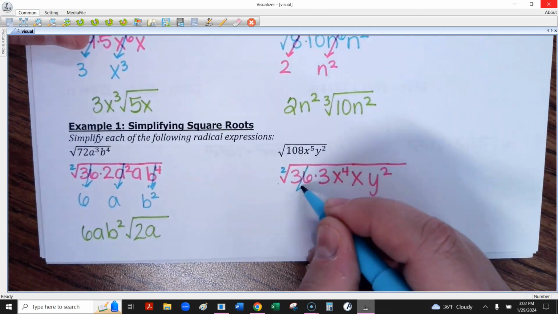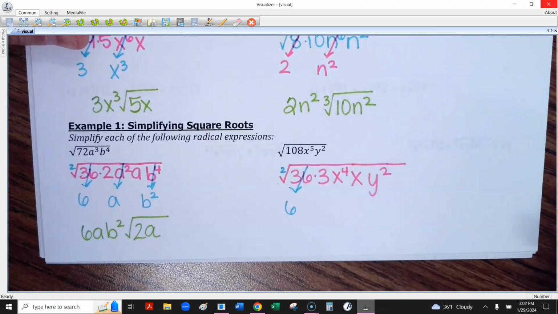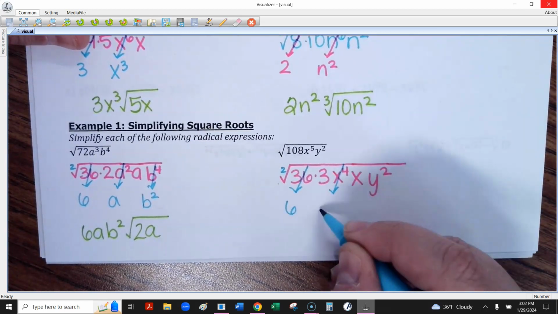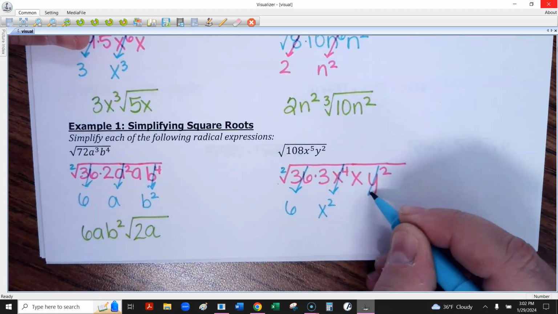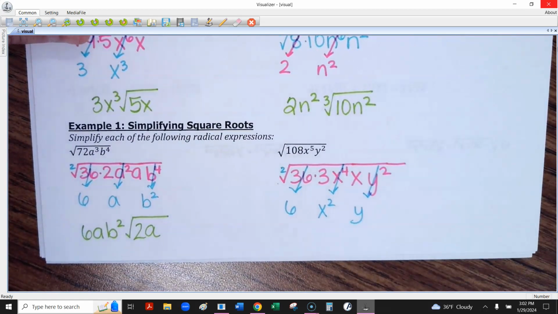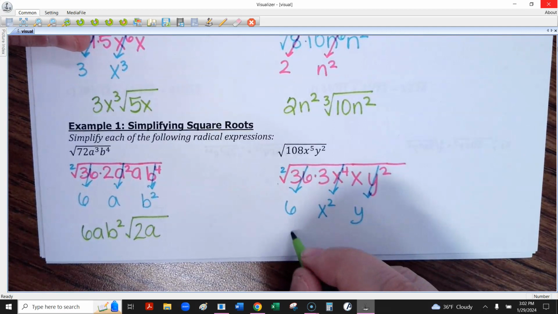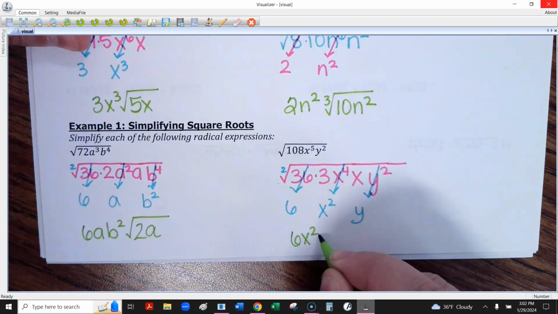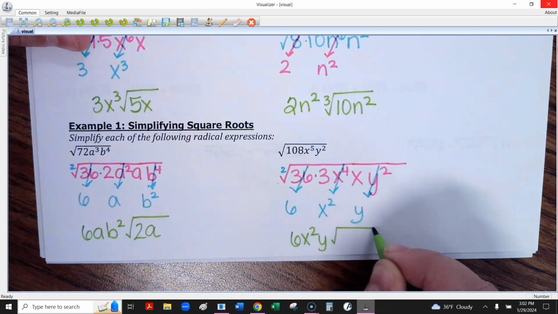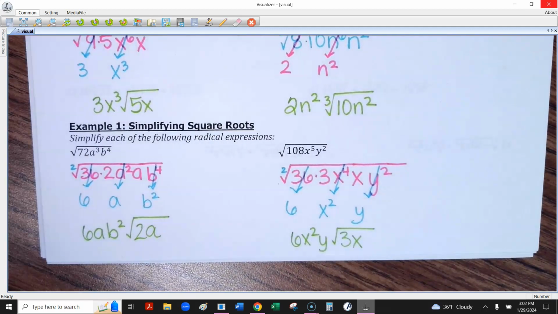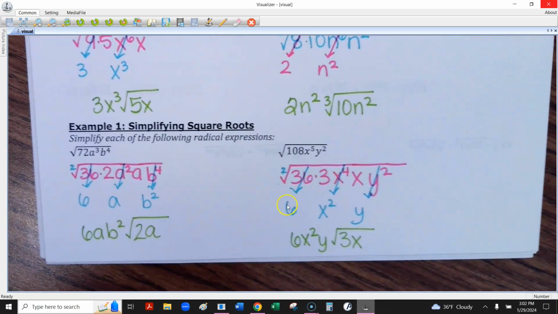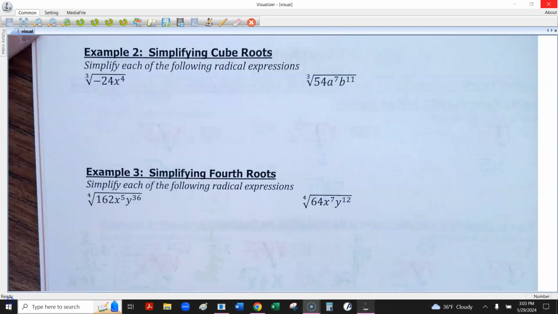So we're going to pull out a 6, the square root of 36. x to the 4th is going to come out as x squared. y squared would come out as a plain y, just dividing the exponent by the root. So this would be 6x squared y. And then left under the square root, I still have a 3 and I have an x, because these were not perfect squares. And I'm going to flip this over to the back.